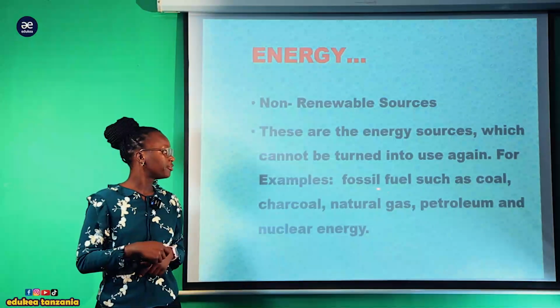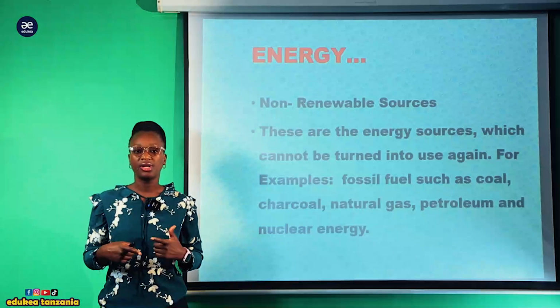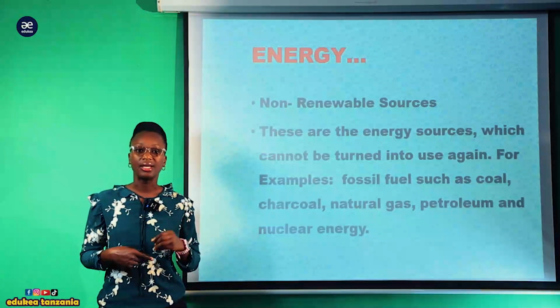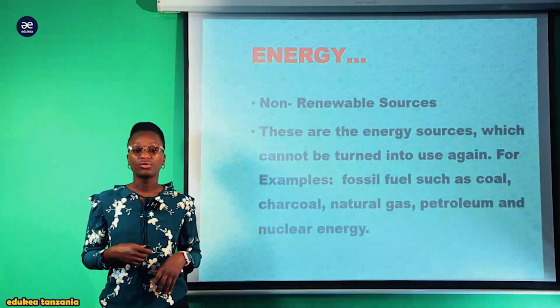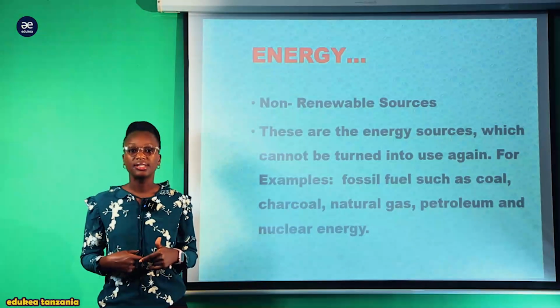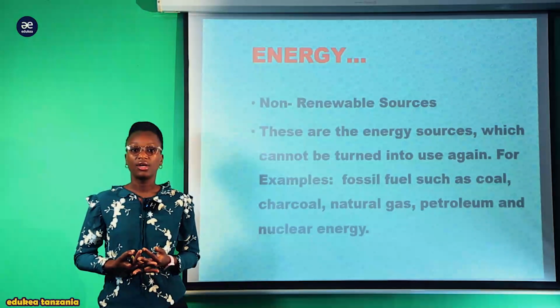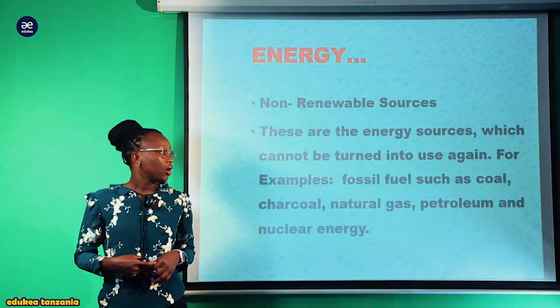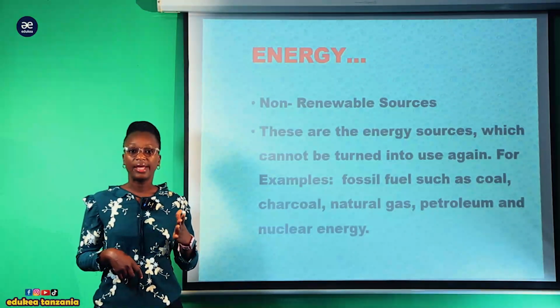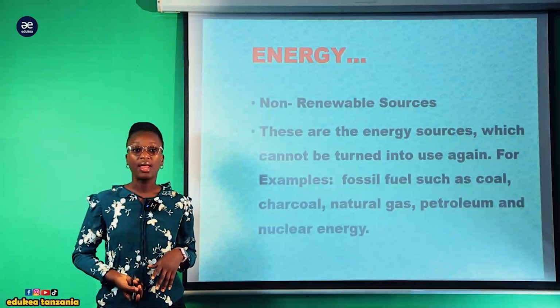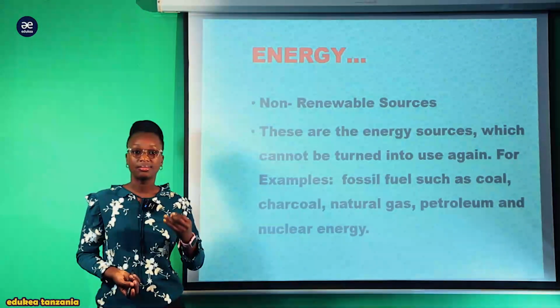For example, fossil fuels, zile fossil fuels ambazo zote zina involve katika burning. For instance, coal. Tukichukua makaa ya mawe tukiyatumia, once we use it, it's difficult to use it again or to replace them. Also charcoal, this is a good example. For instance, shuleni naona kule au nyumbani wale ambao wanatumia mkaa, charcoal is mkaa.